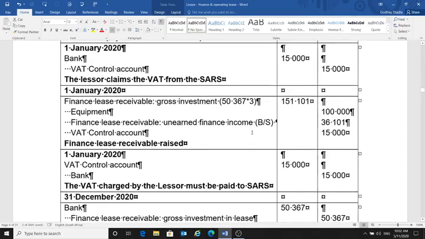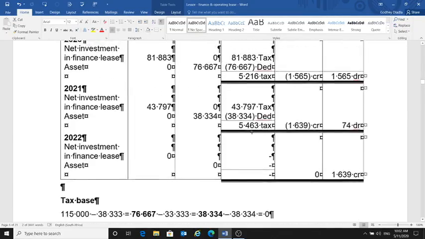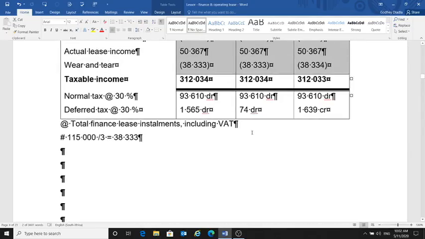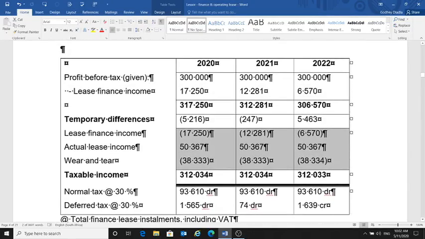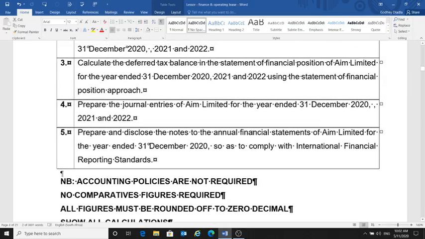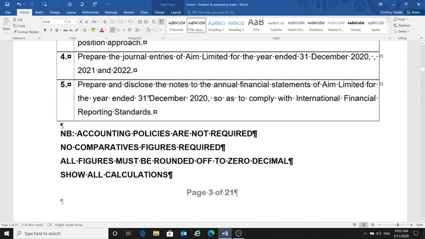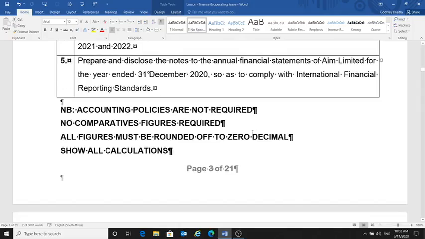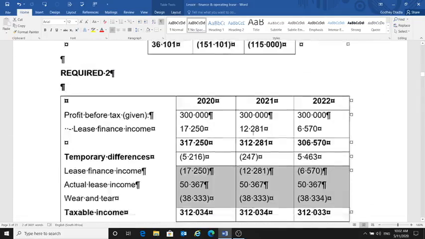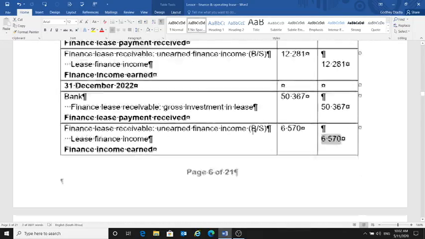Okay, we've ignored the tax journal entries in this one, but if you were answering in an exam or in a test, you are required to put those ones. Okay, now we go to the last requirement, requirement 5. We want to see the disclosure, the notes that you have to put, but we're only limiting it to 2020. We are not doing all the years. Okay, right, let's go here.